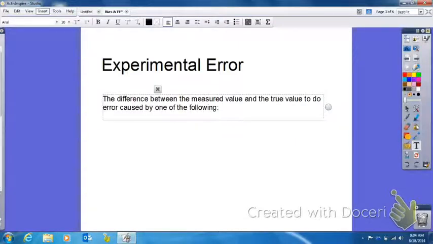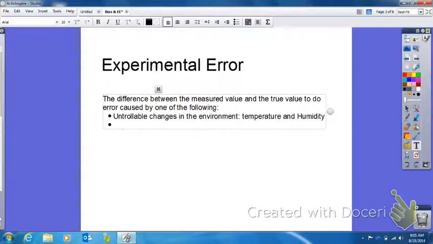Make us some bullets. The first one is uncontrollable changes in the environment. Examples of this would be like temperature and humidity.